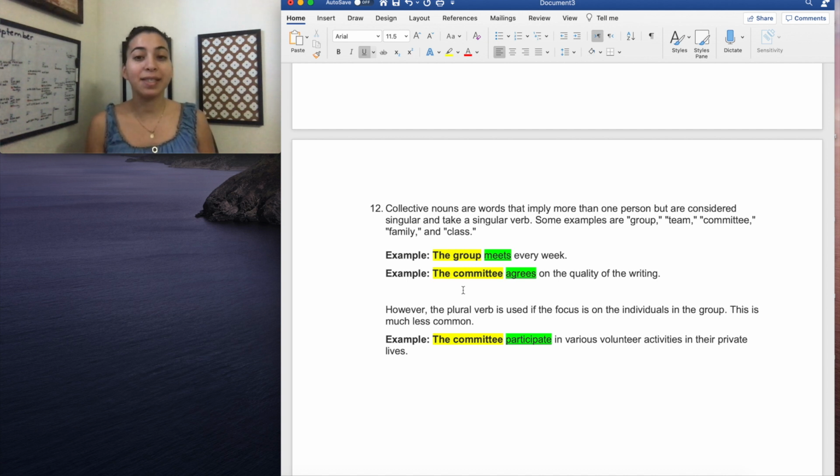The group meets every day. "Meets," because we are looking at the group as one unit. It's just one unit of measurement, okay? The committee agrees on the quality of the writing.